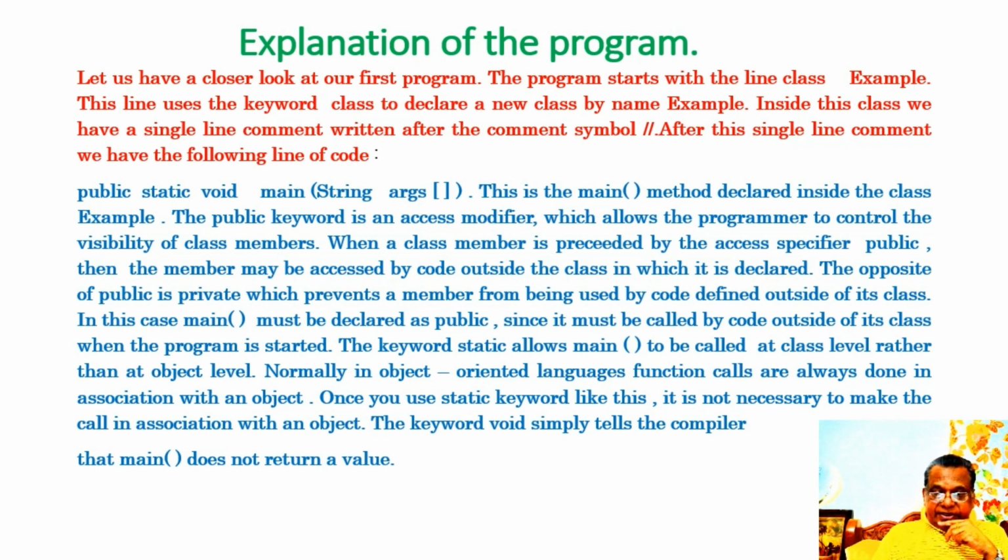The keyword static allows main to be called at class level rather than at object level. Normally, in object-oriented languages, function calls are always done in association with an object. Once you use static keyword like this, it is not necessary to make the call in association with an object. The keyword void simply tells the compiler that main function does not return a value. Fine.